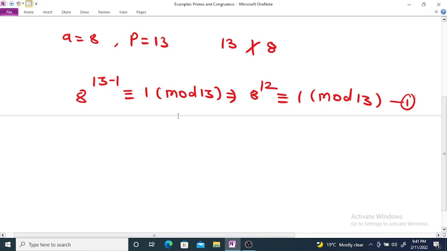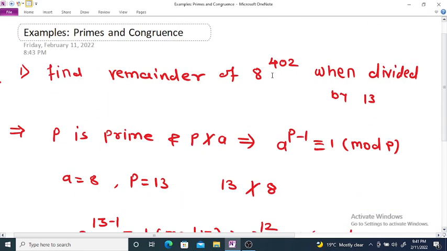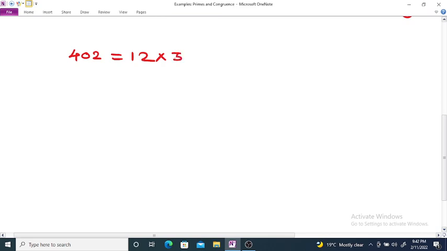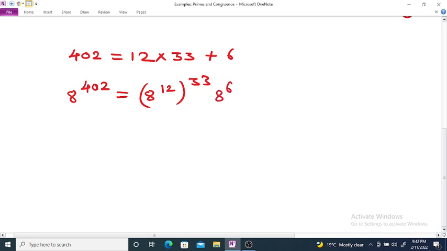Now we have reached 8 raised to 12 and we want to determine 8 raised to 402. So again, by using the division algorithm, if we divide 402 by 12, then the quotient will be 33 and the remainder is 6. So here 8 raised to 402 is equal to 8 raised to 12, raised to 33, into 8 raised to 6.